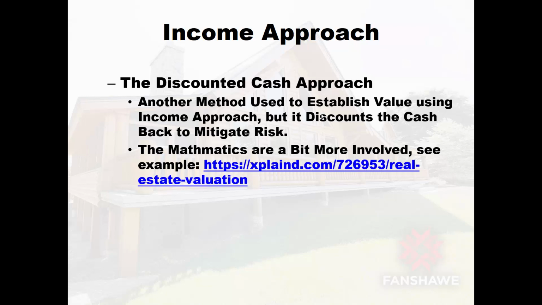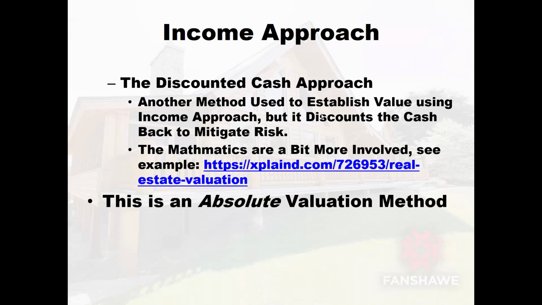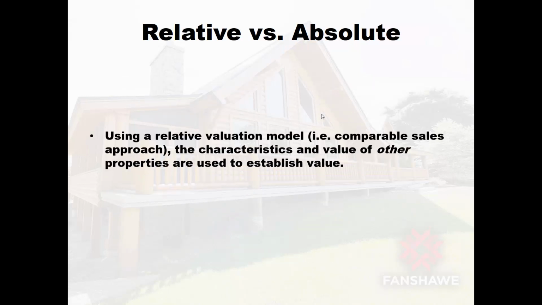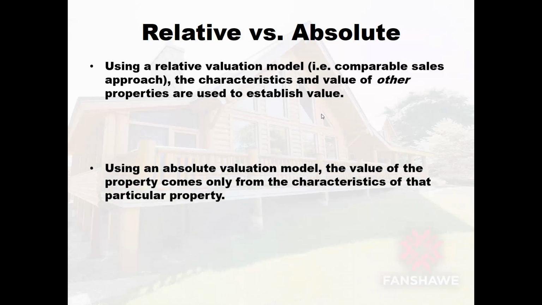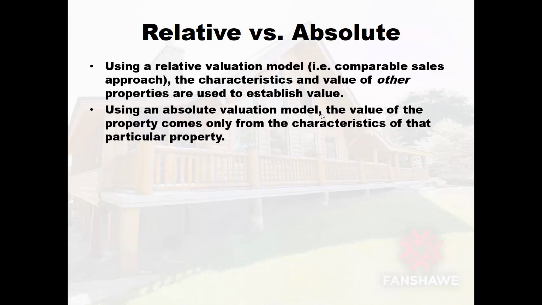I might ask you a question of what would be another approach used in the income approach where people do this, and you know it was the discounted cash approach, okay? This is an absolute valuation method. So comparable sales, relative. Income approach, and the next one we're going to talk about, the cost approach, absolute. Okay, so the difference between the two is this. Relative means it's characteristics and value of other things that are kind of like the one you're looking to sell to establish value. Absolute means the value of the property comes only from the characteristics of that property. So that's where the income calculation is done.